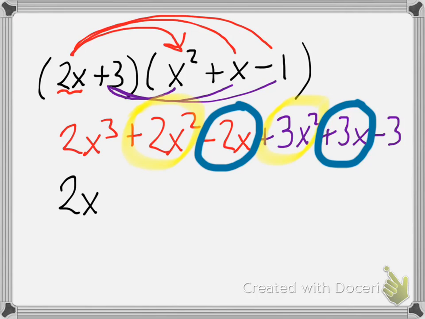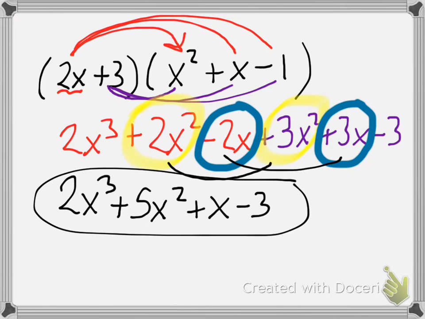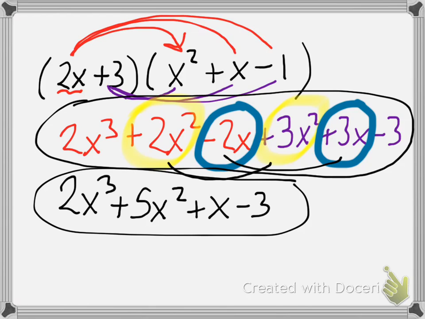So I have 2x cubed, and then the x squareds together make 5x squared. Remember, the exponents stay the same. And negative 2x and a positive 3x make a positive x minus 3. And we're finished. Notice that this was a binomial times a trinomial, and notice how many terms I had when I first multiplied it all out. 1, 2, 3, 4, 5, 6. And that's because this is a binomial times a trinomial, so 2 times 3 is 6.